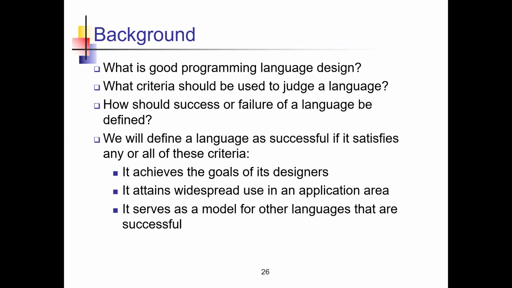So the background we need here: first, what is a good programming language design? What criteria should be used to judge a language? How should success or failure of a language be defined? We will define a language as successful if it satisfies any or all of the criteria. For example, it achieved the goals of its designers. Also, it attains widespread use in an application area. Examples would be Python or Java, very successful languages. Also, it serves as a model for other languages that are successful.